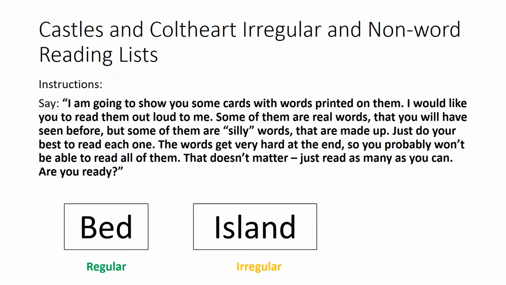Then there's irregular words. So these are words like island or yacht or kernel. These are words that the way they're spelt is not how they sound. So if you were to read these words phonetically or by the letter sounds, you would make mistakes. So if you were to read island just by using letter sounds, you would say "iz-land".